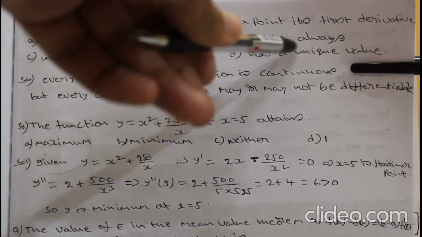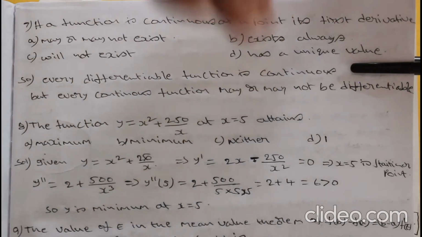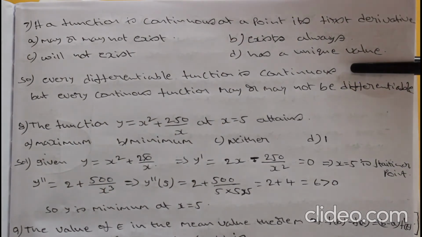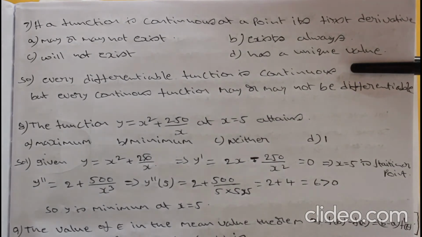Option A, may or may not exist; option B, exists always; option C, will not exist; option D, has a unique value. See, friends, this is a basic point. Every differentiable function is continuous, but every continuous function may or may not be differentiable. For example, we have seen just now one question.